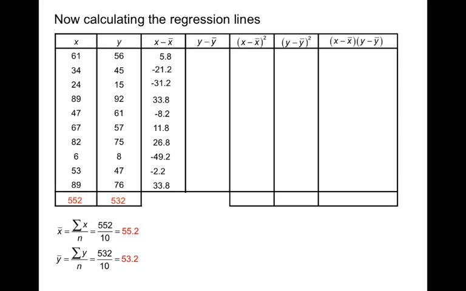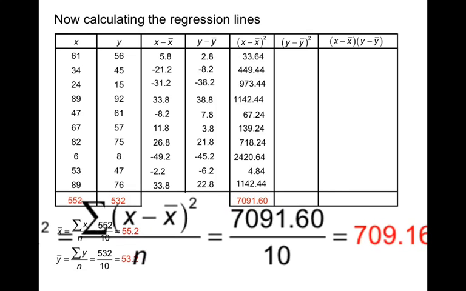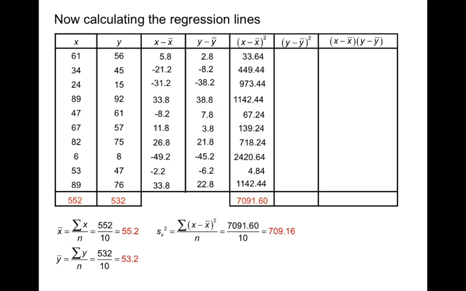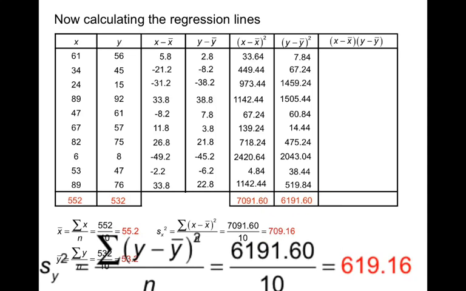There is all that column. There's that column. Then we square them. I sum that, and I get that number there. And I now can work out the variance of x, which is the sum of how far each file is away from the mean, squared, divided by n, which is 7091.60 divided by 10, which gives me 709.16. And I do the same for the y squared, how far they're away, and get that number, and therefore I can get the variance of y.